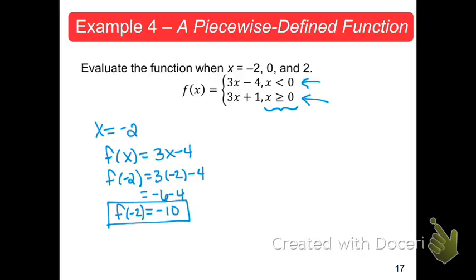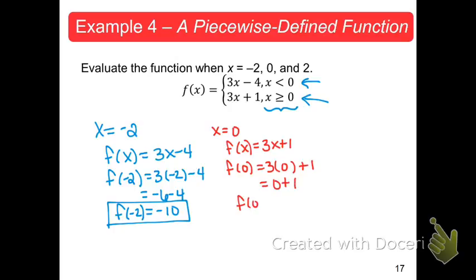Okay, the next one is when x is 0. Well, is x less than 0, or is x greater than or equal to 0? Well, if it's x equals 0, it's equal to 0, so we're going to use the second equation. So we're going to use f of x is equal to 3x plus 1. Alright, we're looking for f of 0. So 3x plus 1, plug in your 0, work this out. And so we find that f of 0 is equal to 1.